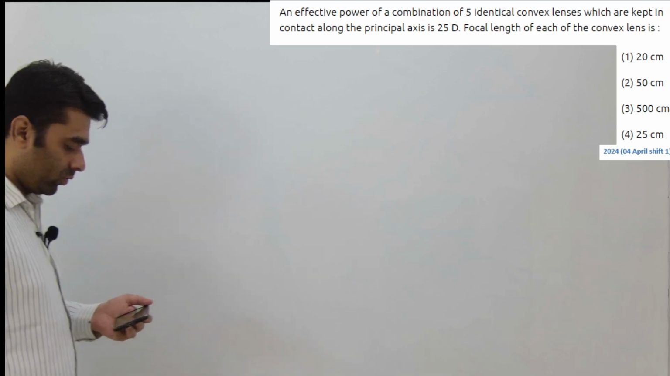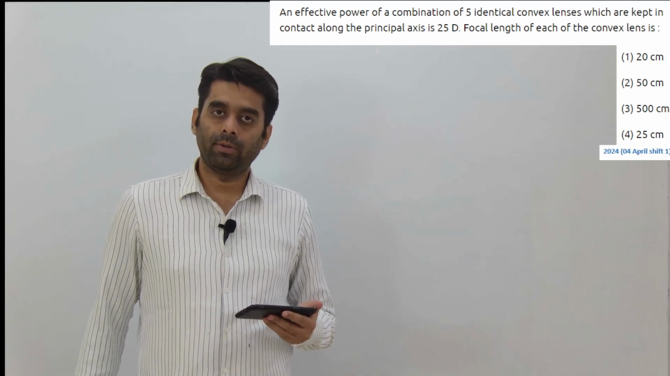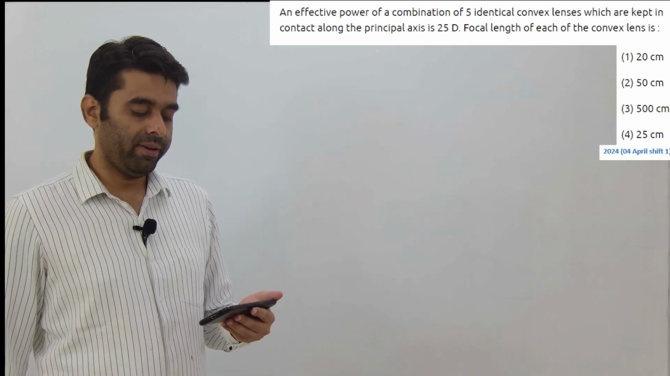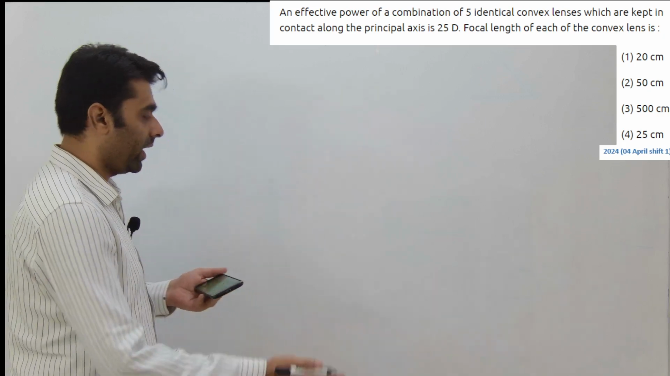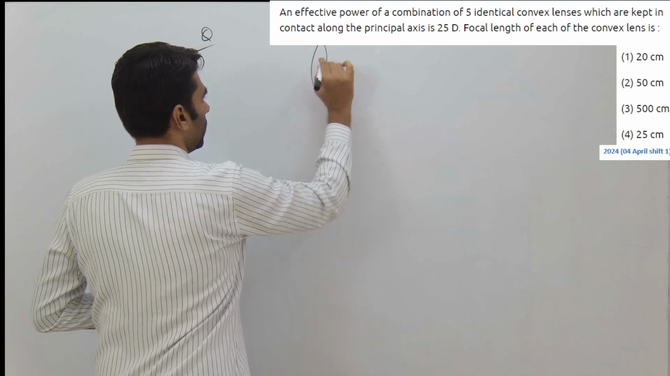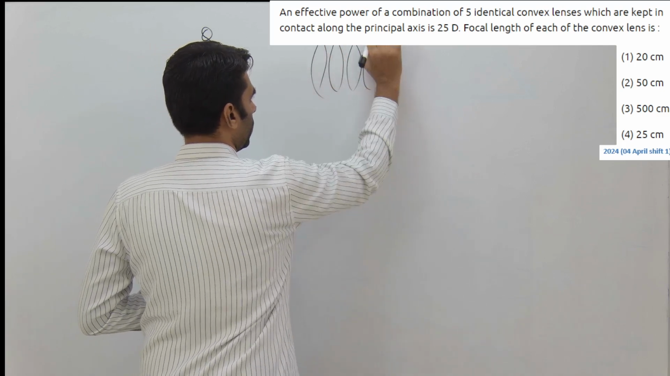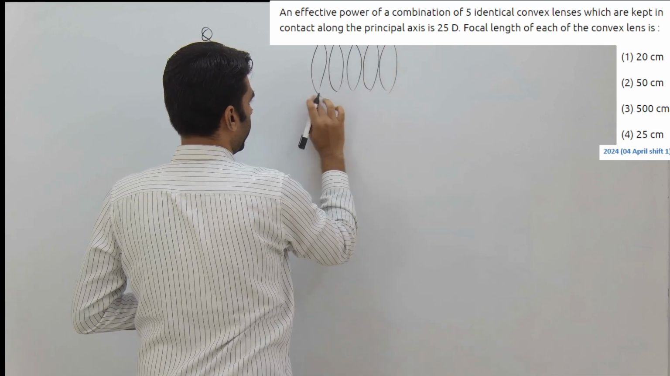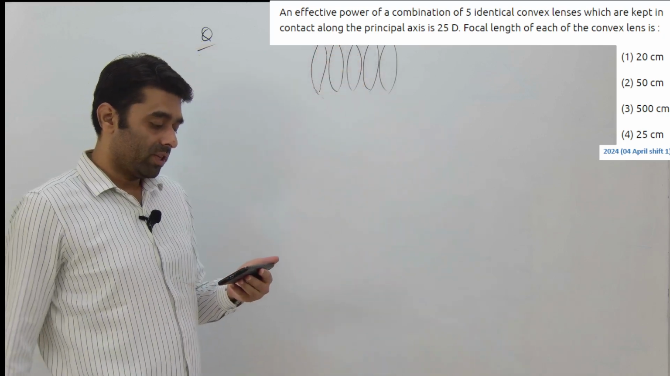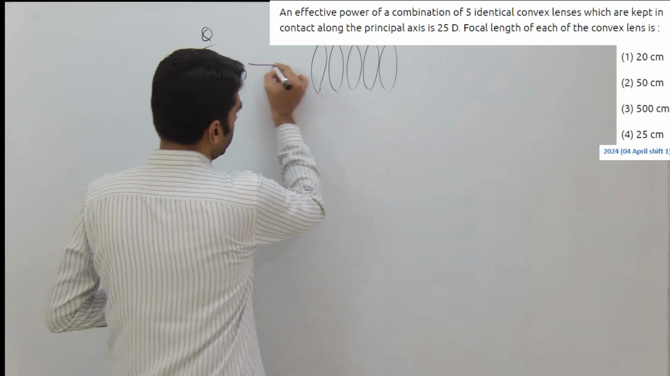Yes. So let us see. The first question that we have is your 4th April shift 1 question. It says an effective power of combination of 5 identical convex lenses. 5 identical convex lenses are there. Let us draw them. So like this, 2, 3, 4 and 5, right? Which are kept in contact along the principal axis. That means they are placed close to each other.